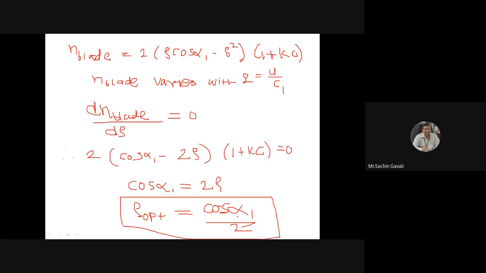So in the case of the impulse steam turbine, the optimum value of the blade speed ratio, rho, is given by cos alpha 1 divided by 2.